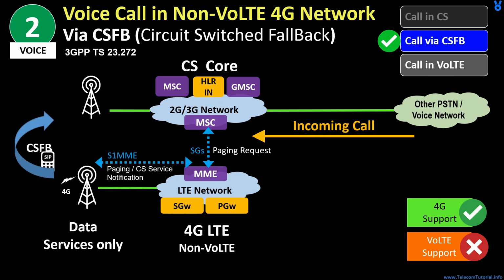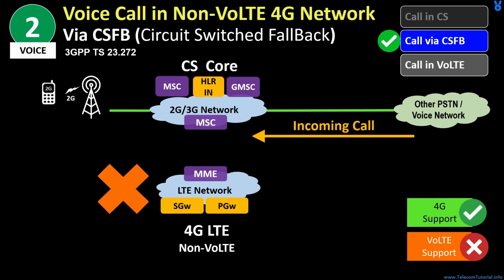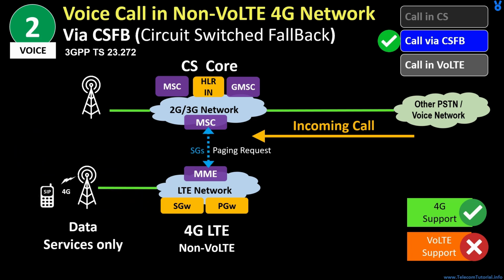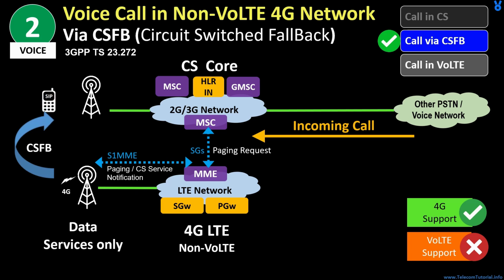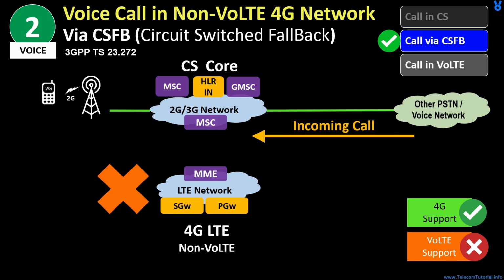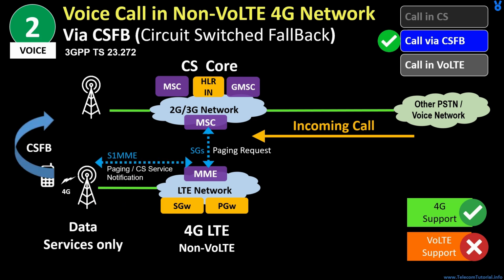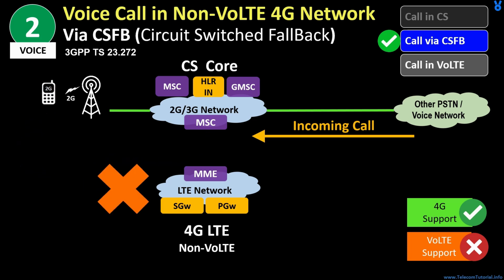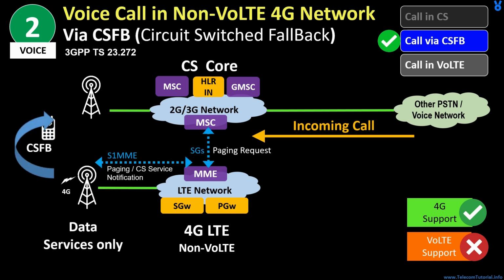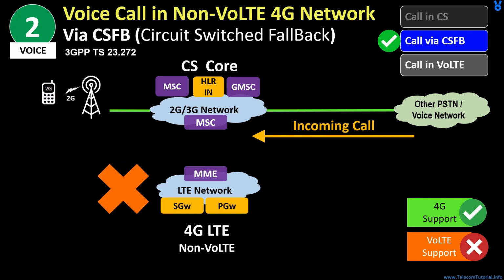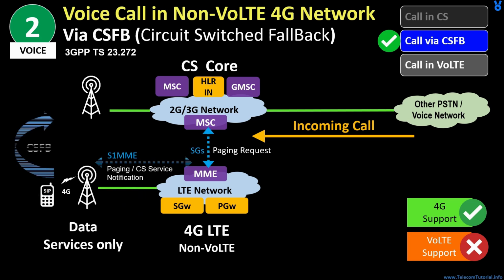Now this is the SGs link, which is connecting the CS core and the PS core network, the circuit core network and the packet core network. The MME receives a paging request with IMSI details from the MSC over the SGs interface. Now the MME reaches out to the user via paging or a CS service notification message depending upon the idle or active state of the user. If the user is idle, then paging happens to the user. If the user is already connected, then definitely paging will not happen. The MME will directly communicate with the user because he is already connected.